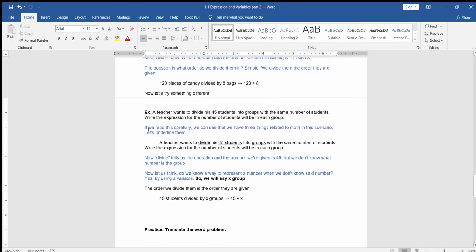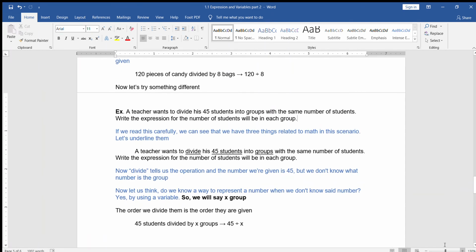Again, we're going to underline the things that relate to math in this scenario. Well, divide relates to math. 45 is the number. In this case, we have to do some critical thinking. Groups. We don't know the amount of groups, but we do know that we're going to divide 45 by that number, right? So we're just going to underline that.